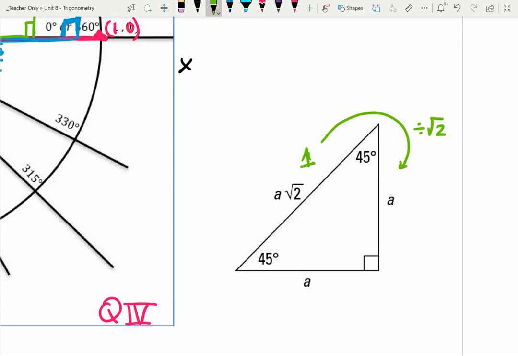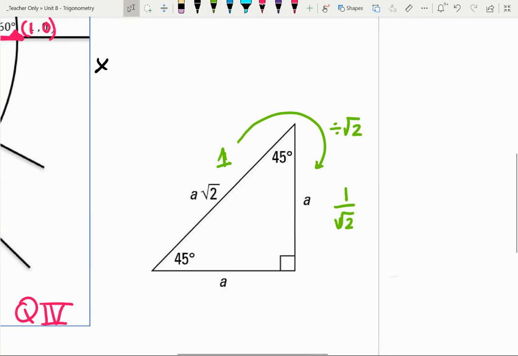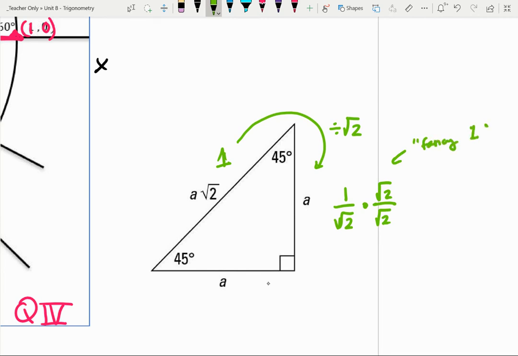And so what we actually get is something that looks like this, 1 divided by square root 2. But if you remember from our radicals unit, we're not allowed to leave a radical in the denominator. So we need to do just a little bit of algebra here to get that radical out of the denominator simply by multiplying by a fancy 1. Square root 2 divided by square root 2 is equal to 1. We're not changing the value, we're just changing the way it looks.